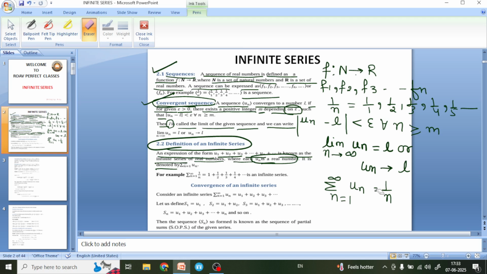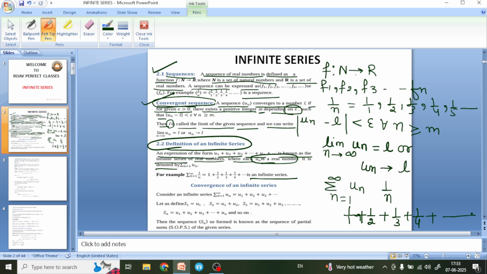1 by n means the terms are like 1 by 1, plus 1 by 2, plus 1 by 3, plus 1 by 4, up to infinity. That is known as an infinite series.